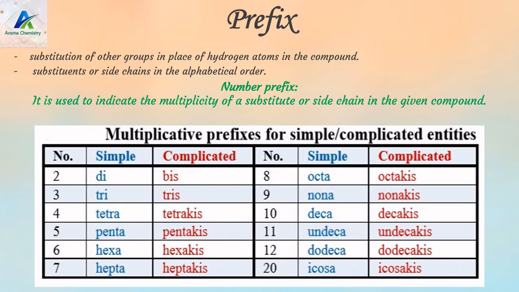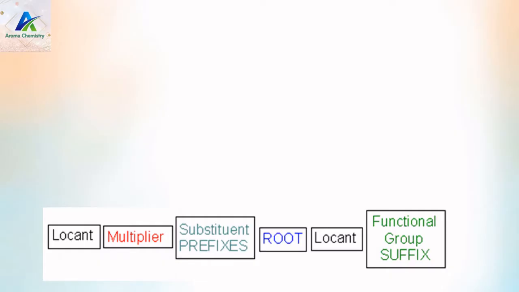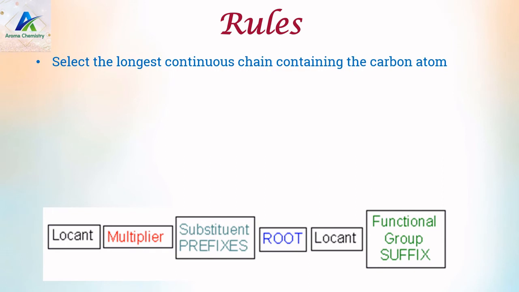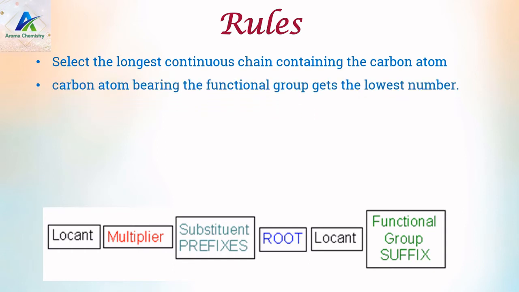Okay, next we move to the rules. Previously we discussed the basic components of the IUPAC system. Now we see the rules to write the IUPAC name. Select the longest continuous chain, the carbon atom having the functional group. Next, the numbering of atoms in the parent chain is done in such a way that the carbon atom bearing the functional group gets the lowest number.